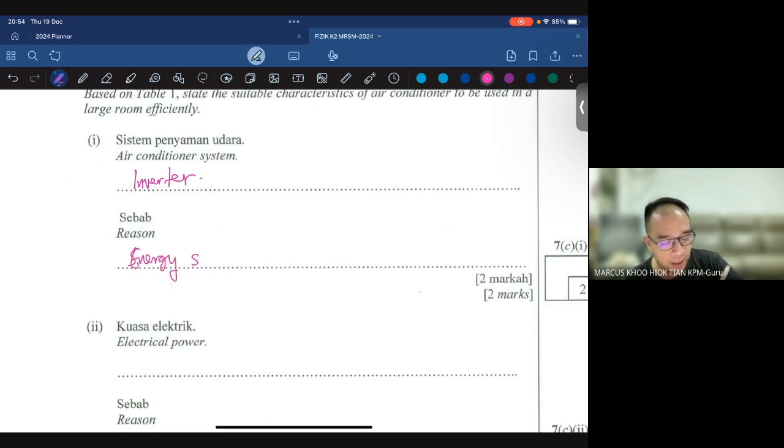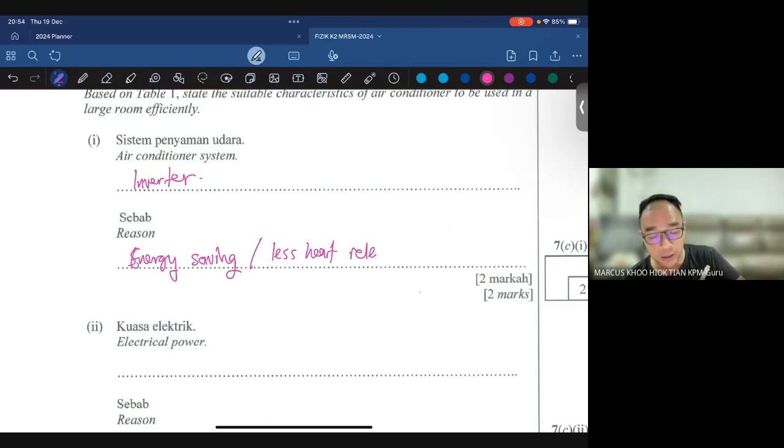Energy saving. You can actually do a comparison if you go to the aircon shop. For inverter aircons, they have many stars, usually 5 or 4 stars. But if it's a non-inverter aircon, 3 stars, 2 stars, not very energy saving. If you want a little more technical answer, less heat energy release.